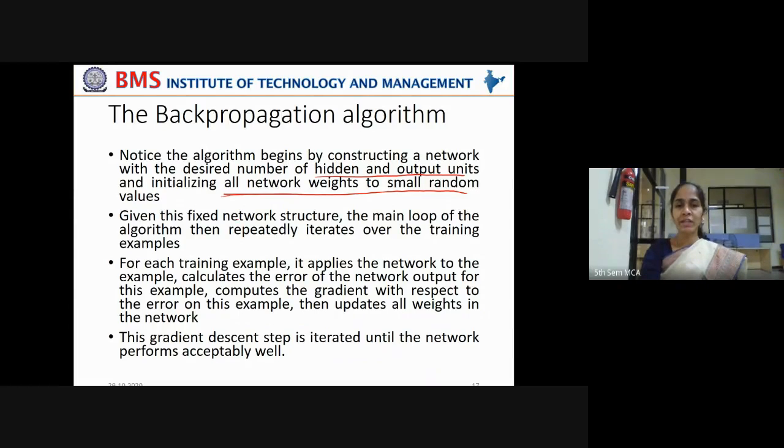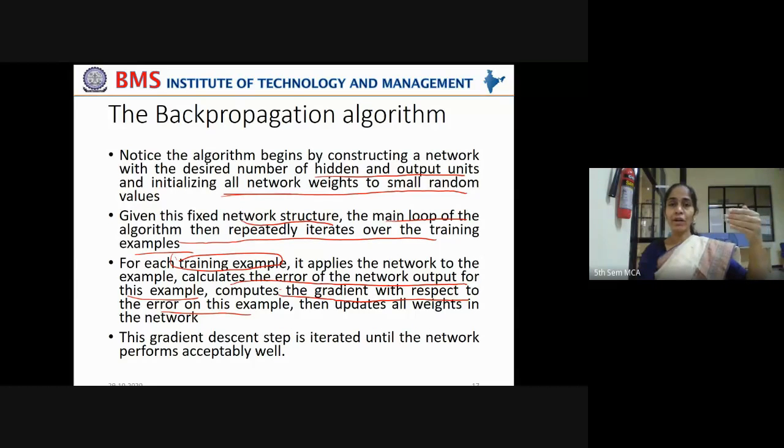Now given this fixed network structure, the main loop of the algorithm then repeatedly iterates over the training examples. It repeatedly iterates over the training examples, finds the prediction error, adjusts the weights, again iterates over the training examples, finds the error, adjusts the weights, and so on. This is an iterative process. For each training example, it applies the network to the example, calculates the error of the network output for that particular training example, and computes the gradient with respect to the error on this example.